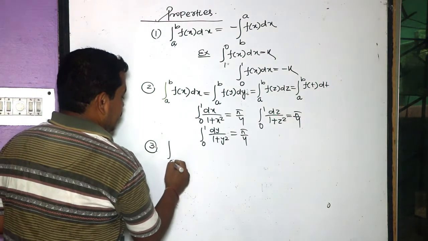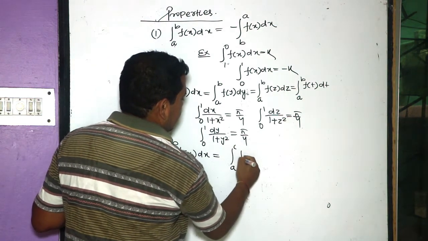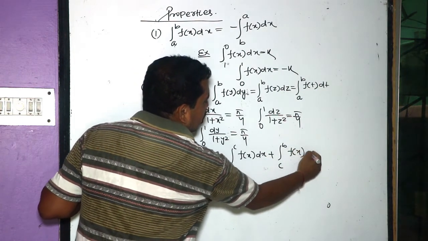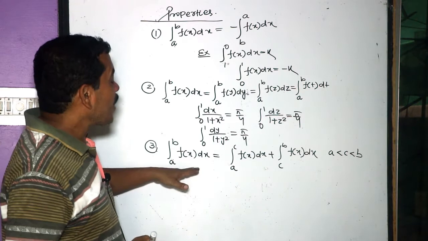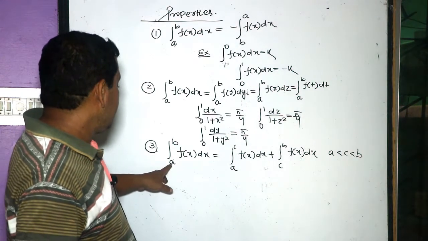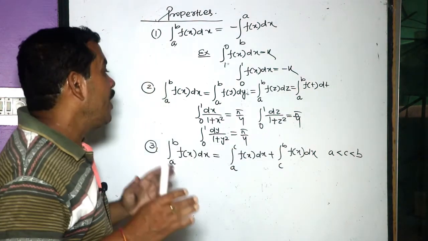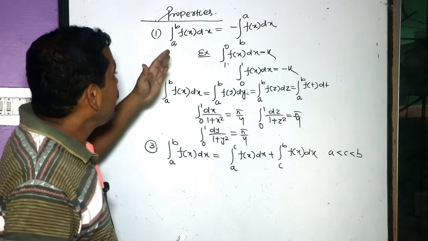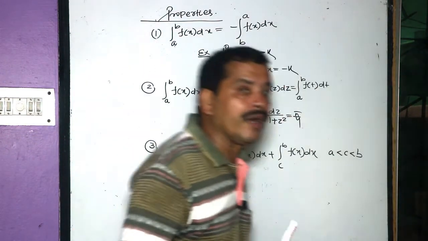Another property: the integral from a to b of f(x) dx is the same as the integral from a to c of f(x) dx plus the integral from c to b of f(x) dx, where a is less than c is less than b. That is also an important property to evaluate mod functions and bracket functions. That is, the integral from a to b of f(x) dx is the same as the integral from a to c plus the integral from c to b, where c is a point in between a and b. That is also an important property for definite integration. So first we shall give some examples for the mod and bracket functions.